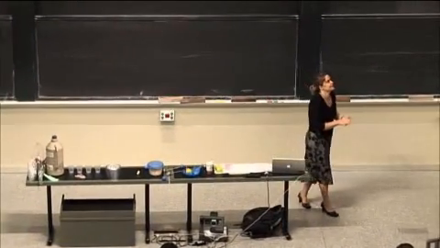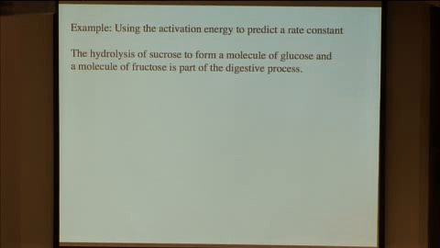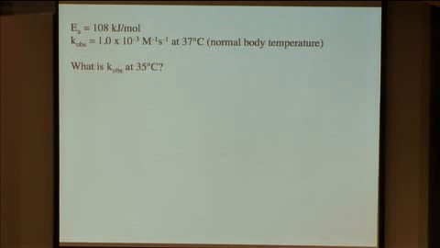Let's look at an example. So often people have sucrose in their diet, and the hydrolysis of sucrose will form glucose and fructose as part of this digestive process. And we can think about the rates at which that would happen in the body. So normally, we're at 37 degrees. That's normal body temperature. And the observed rate constant for that is 1.0 times 10 to the minus 3 per molar per second.